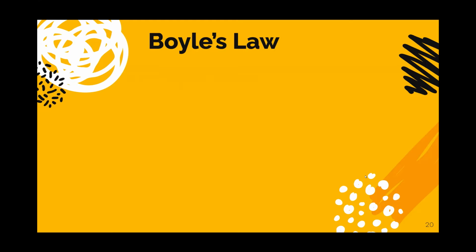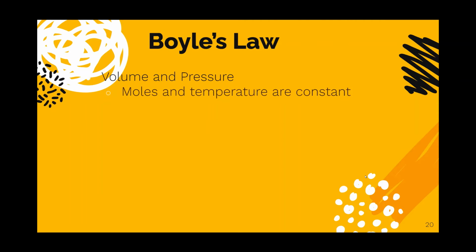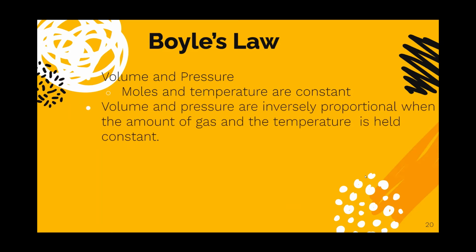So let's go ahead and talk about our first gas law, which is Boyle's law. It is named after the scientist who actually first discovered this relationship. And it is a relationship between the volume and the pressure of a sample of gas. It is important to remember that when we are manipulating those two variables, what we are keeping constant and is not changing is the moles and the temperature. So we need to make sure that nothing else is changing when we are applying Boyle's law, only our volume and pressure. We could say that the volume and pressure are inversely proportional, and that's a really important word, inversely proportional, when the amount of gas and the temperature is held constant.